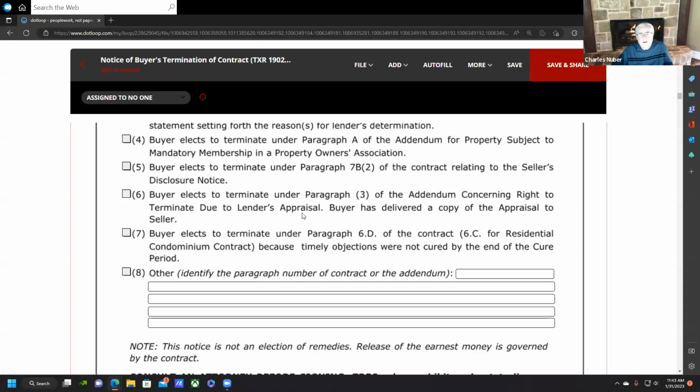Buyer elects to terminate under paragraph 3, the addendum concerning right to terminate due to lender's appraisal. Buyers received a copy of the appraisal to the seller. So therefore, the appraisal amount didn't come in where it was expected. I can tell you that in reality, if you'll work hard for your client, whether it's a listing or a buyer, that you will know where it's going to appraise. Get with an experienced agent if you're new, and do a market study together with them. So that way you know where it's going to come in.